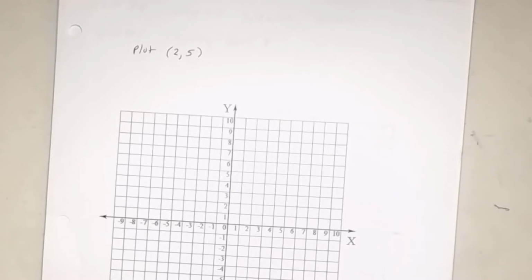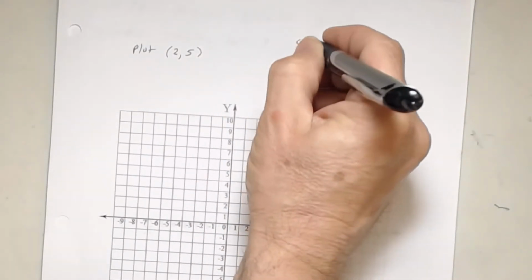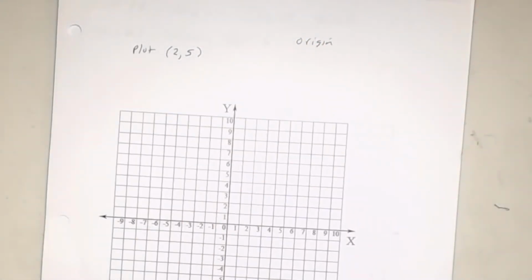And so to plot the point 2, 5, you're going to start at the origin. Now the origin is where the x-axis and the y-axis intersect. So this point right here, see where it says 0? That's the origin. So the origin is where the x-axis and the y-axis intersect. So whenever you plot a point, you always start at the origin.